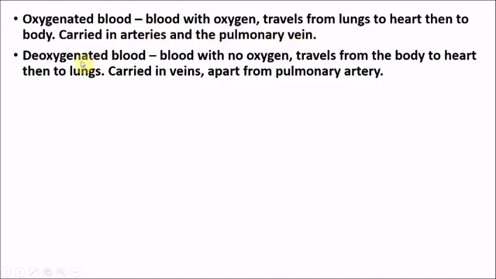Deoxygenated blood has low oxygen concentration but high carbon dioxide concentration. Essentially blood with no oxygen. It travels from the body to the heart and then to the lungs. Now, deoxygenated blood is always carried in veins, apart from the pulmonary artery, because this is the one that goes to the lungs, and deoxygenated blood needs to go to the lungs to be reoxygenated. So the rule is oxygenated for arteries and deoxygenated for veins, apart from the pulmonary vessels. That's the pulmonary vein and the pulmonary artery.